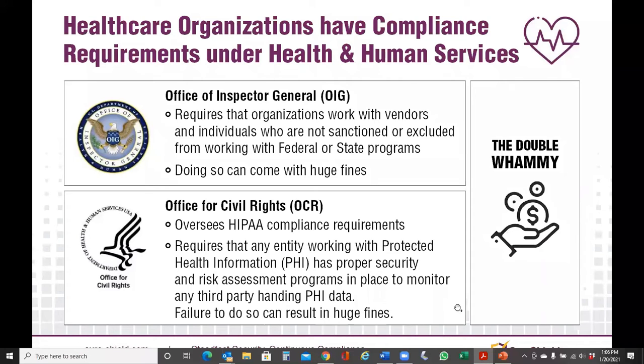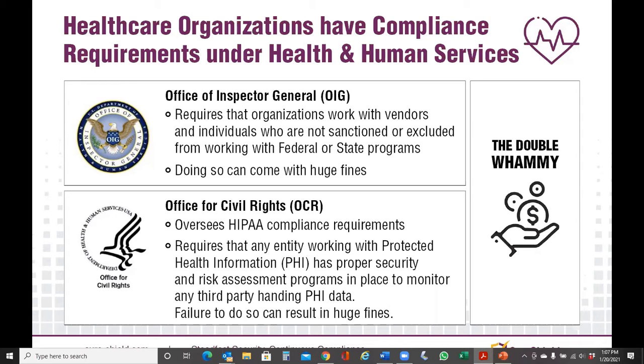Obviously as healthcare executives and providers here, you're very aware of the oversight organizations that come under the Health and Human Services area, that those compliance requirements are under the HHS, and specifically within those two realms are two different offices for very different types of regulatory and compliance oversight.